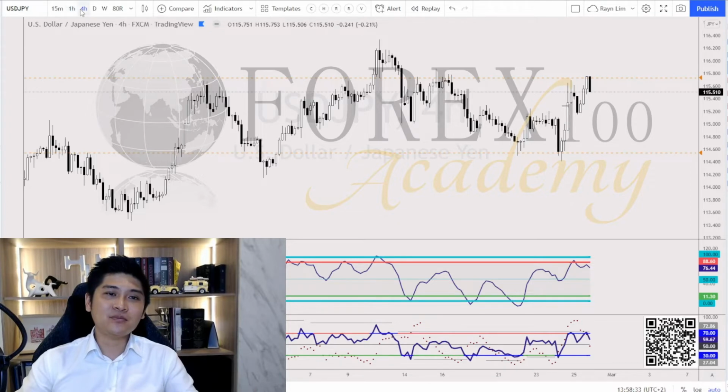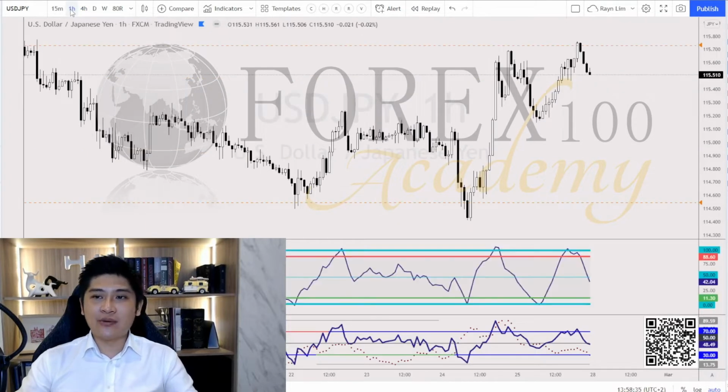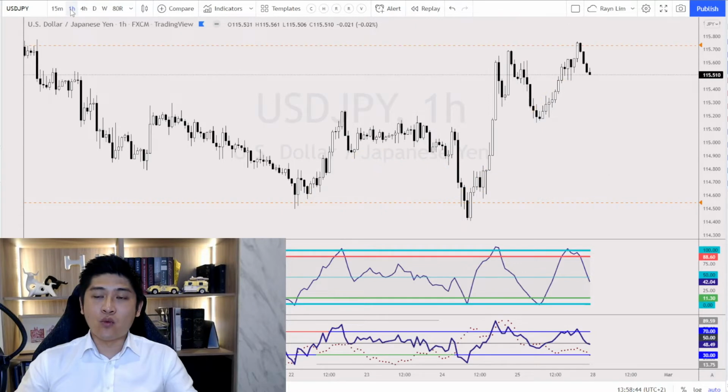Okay, to the 1-hour chart, this is what we have. Another potential harmonic pattern setup over here as well. So this is something that is definitely worth watching.